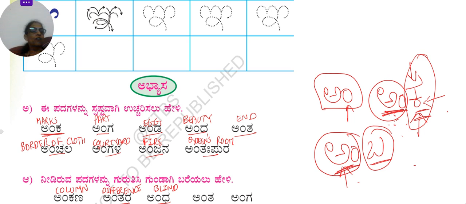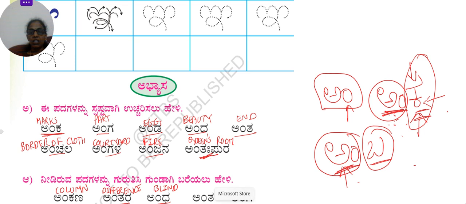Anchala. It's a border of a cloth, like a sari or a dhoti. That is Anchala. Angala. Angala is the front yard or the courtyard of a house. Anjana, fire. Antah. So this one you have to pronounce as Antah. There are two dots, two circles here. So you have to pronounce this as Antahapura. Antahapura is the Queen's room.